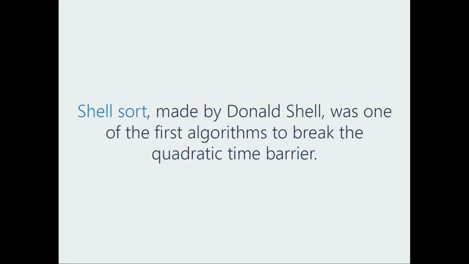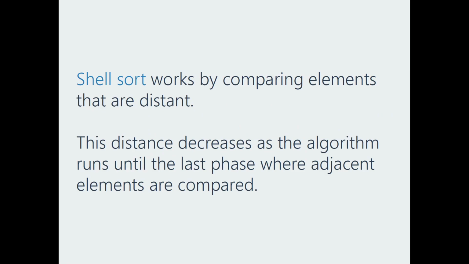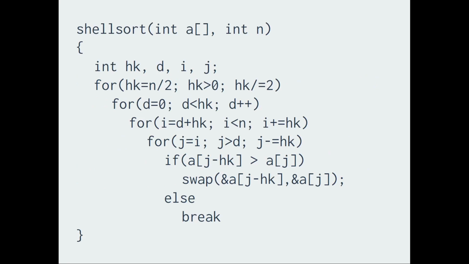Let's study shell sort. Shell sort, made by Donald Shell, was one of the first algorithms to break the quadratic time barrier. Shell sort works by comparing elements that are distant. This distance decreases as the algorithm runs until the last phase, where adjacent elements are compared. You can think of shell sort as long-distance insertion sorts.